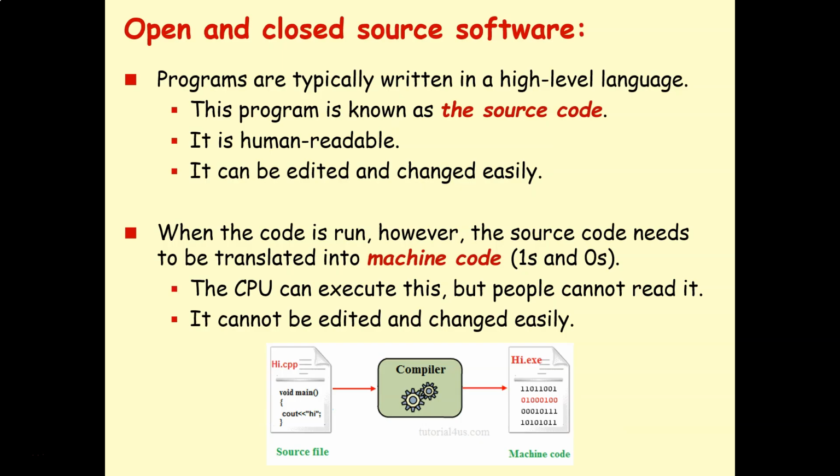Computer programs are typically written in a high-level language, Java, C#, VB, something like that. This code is what is known as the source code. Source code is human readable, especially if you understand programming, and it can be edited and changed very easily. When the code is run, however, the source code needs to be translated into what we call machine code, ones and zeros. This creates an executable file that the CPU can run, but is difficult for people to understand. This machine code cannot be edited and changed easily by people.